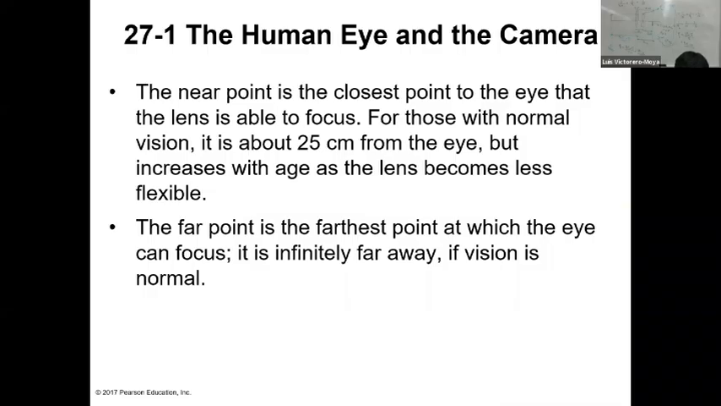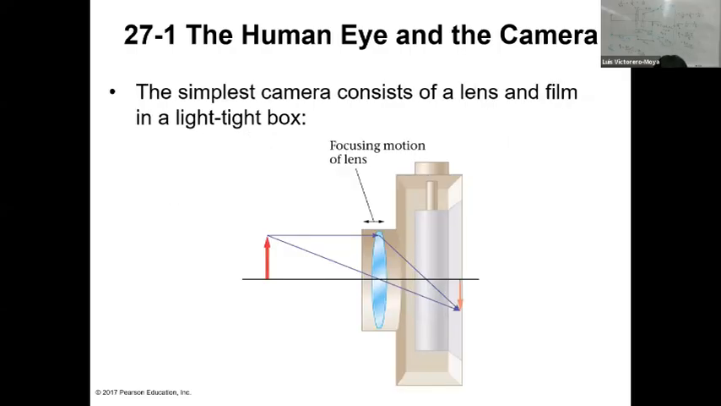So in any case, regardless of the reason, we have different situations where you may have a near point and a far point. The near point is defined as the closest point where the eye lens is able to focus. Normally it's around 25 centimeters, but with age, right, it becomes less flexible. And then the far point is the farthest point at which your eye can focus, right?